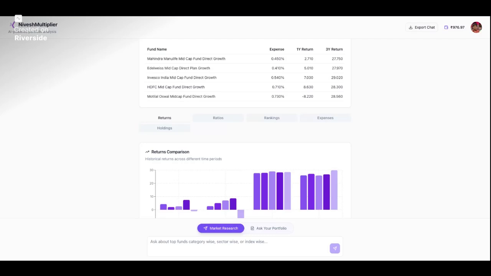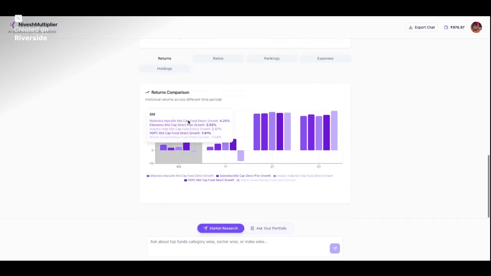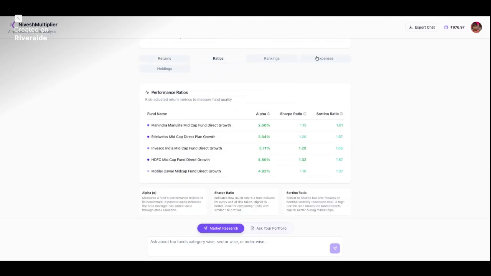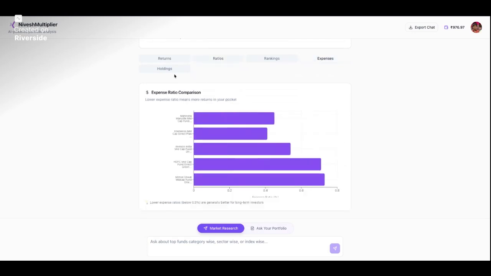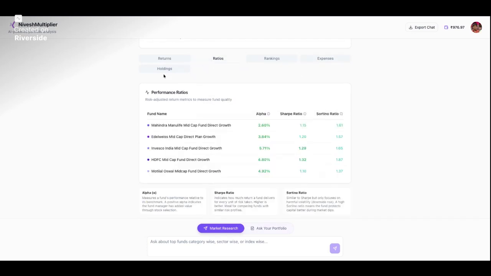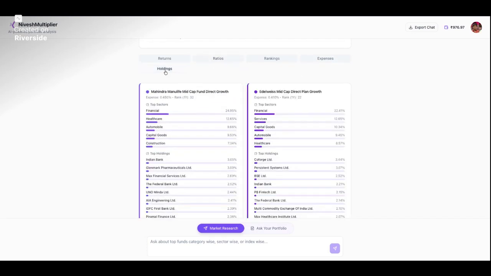I could see that I have to now shortlist among these 4 or 5 mutual funds only, and then I have the whole data, right from the returns to the expense ratio to the performance ratios to their holdings, where they are putting money into.